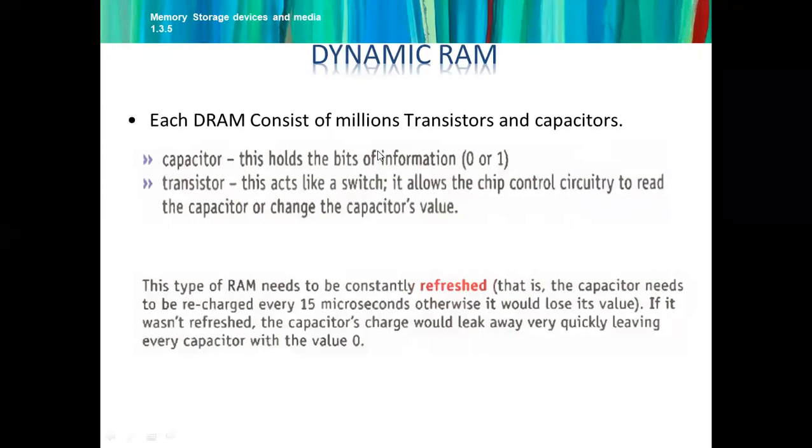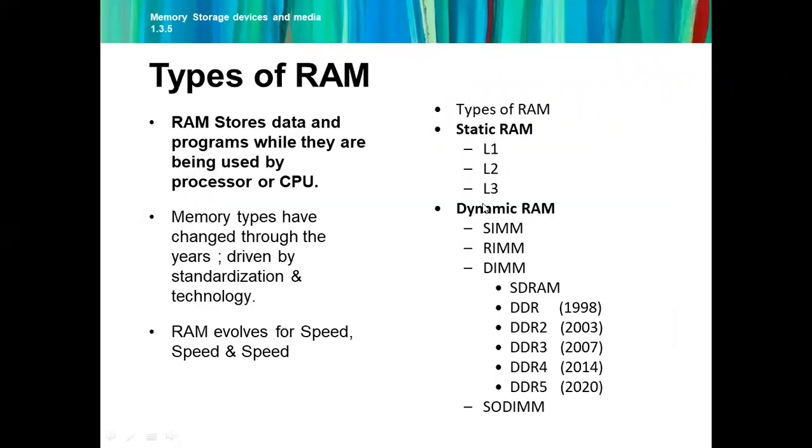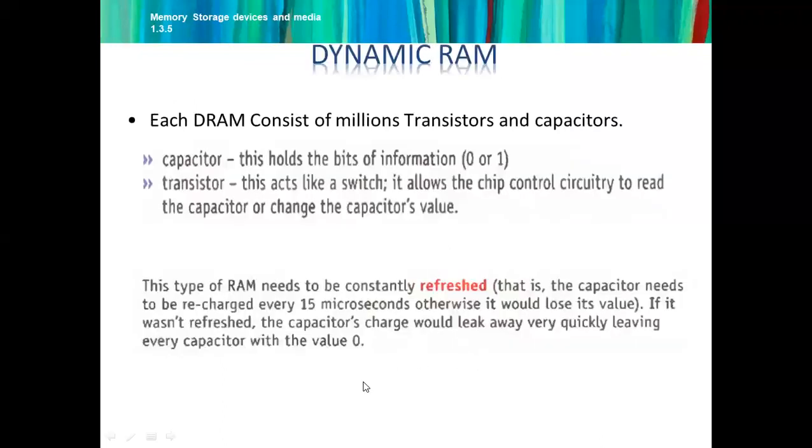Okay, dynamic RAM. As you can see, we have multiple dynamic RAMs. The dynamic RAM we have in the market, which we have been using for a very long time since it was first introduced, consists of millions of transistors and capacitors. What these capacitors and transistors are doing inside a dynamic RAM in a memory chip, okay, capacitor, please note it down.